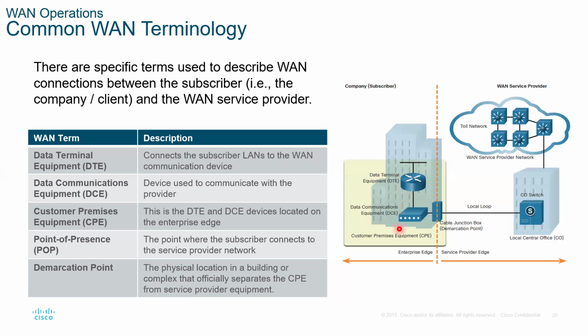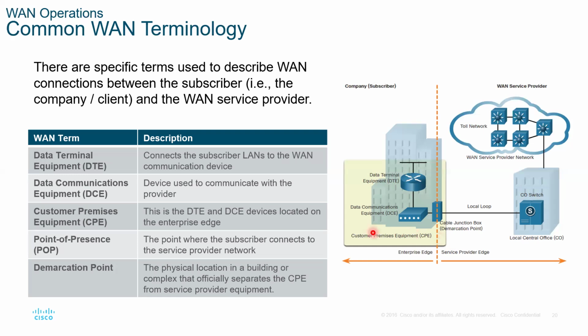Then we have CPE, customer premises equipment. This is basically a sum of those two, the DTE plus the DCE. These are all the networking equipment located on the customer side. You can see there is a demarcation there, separating the customer side from the service provider side. So all the networking equipment on the customer side is called the customer premises equipment. I think it defines itself. It's a sum of the DTE plus the DCE.